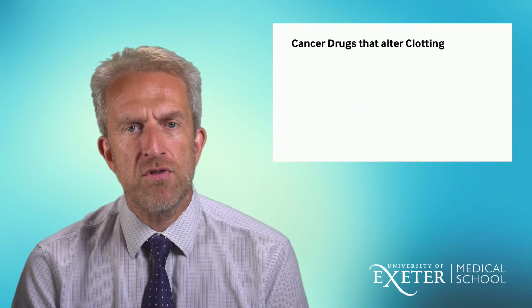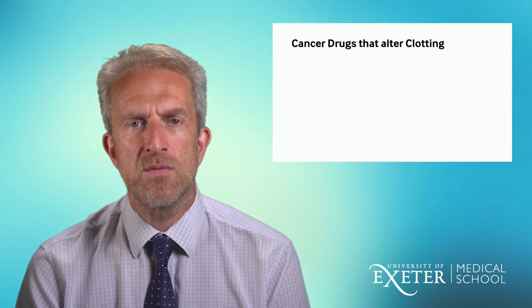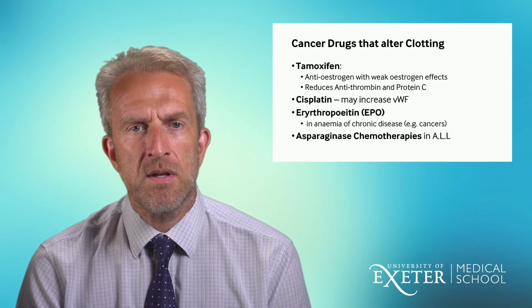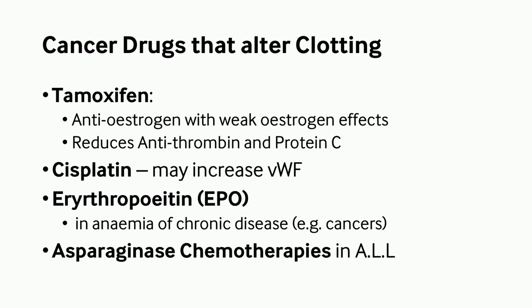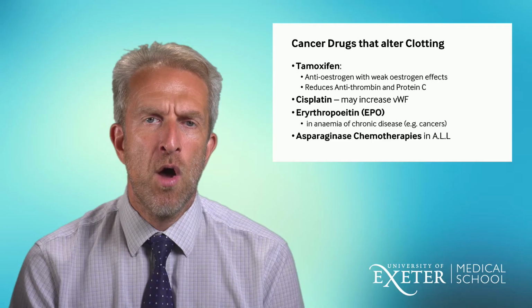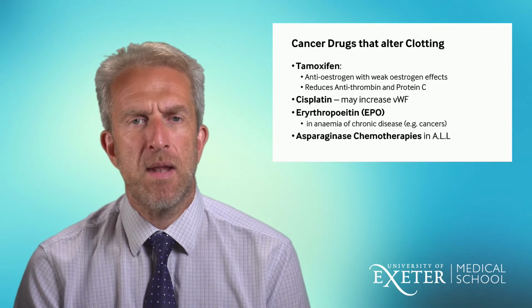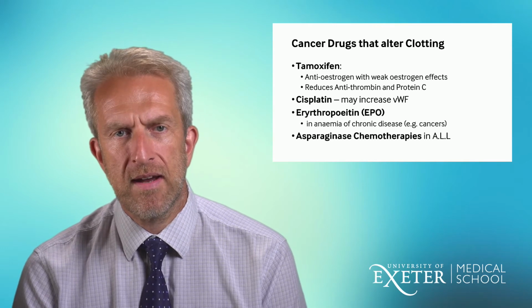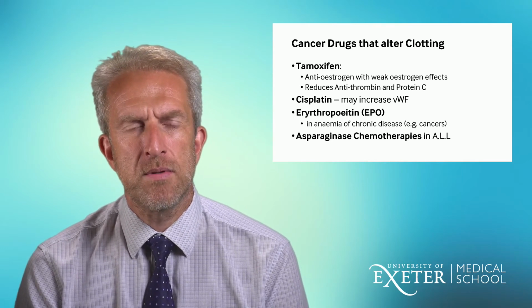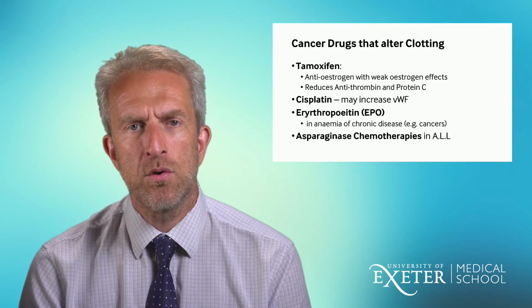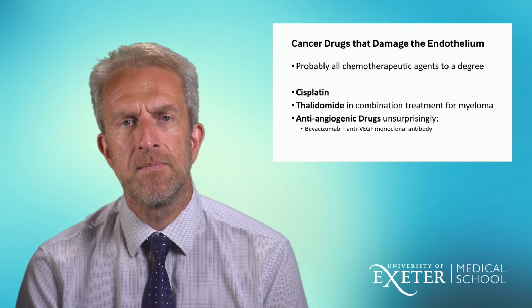So there's a number of drugs that can affect clotting in various ways. The first things to talk about are some of the common ones. Tamoxifen is a very common anti-estrogen used in breast cancer predominantly, and this can reduce antithrombin and protein C, those antithrombotic factors. So there is an increased risk of venous thromboembolism when you're on that, and a whole range of other therapies. Things like cisplatin can increase von Willebrand's factor, and things like EPO and some of the treatments in the acute leukemias can all produce a pro-thrombotic state.